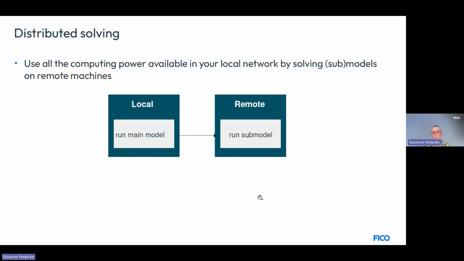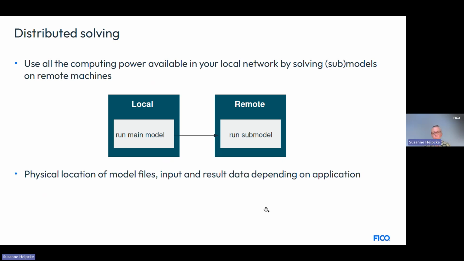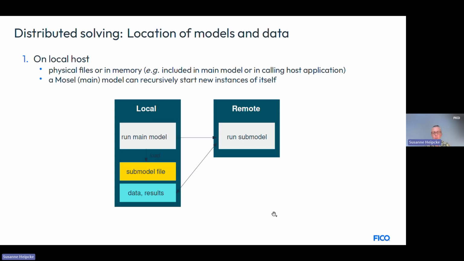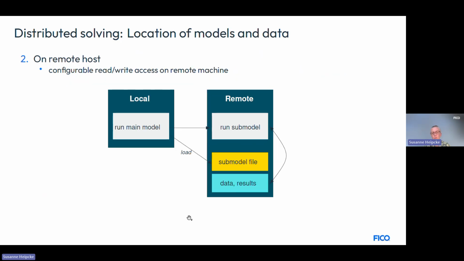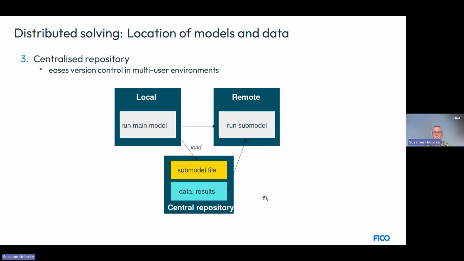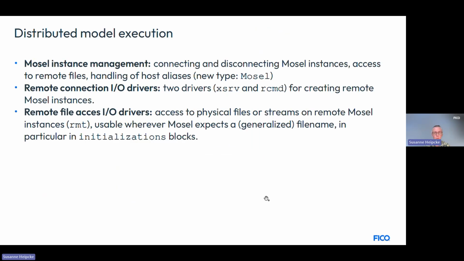So we have a local model. Let's start, say, remote submodel 1. And now, well, where to put data? Well, it doesn't really matter. I mean, the data input files and so on, they live wherever this is convenient for you. They could be with the local copy, they could be with the remote one, or they could be in, for instance, some central repository. So all these possibilities are feasible and can be used with Mosel.